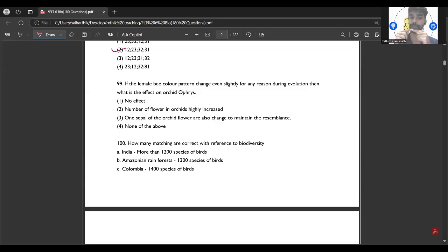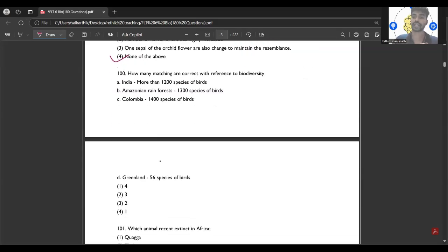So it is an example of what? So this will be actually an example of, have you heard about the coevolution? Correct. So it is an example of coevolution. So 99 question, option 4. So none of the above given options resemble it. Coming to the 100, question number 100.